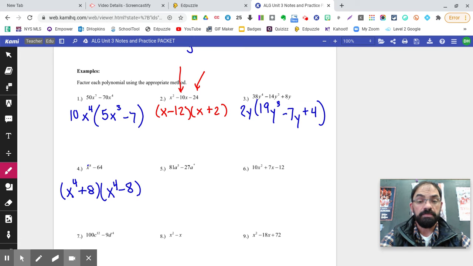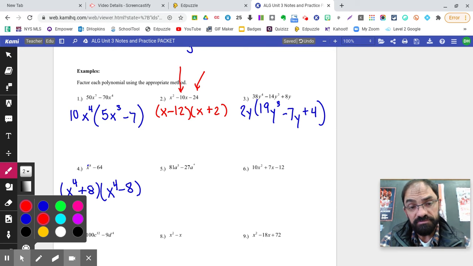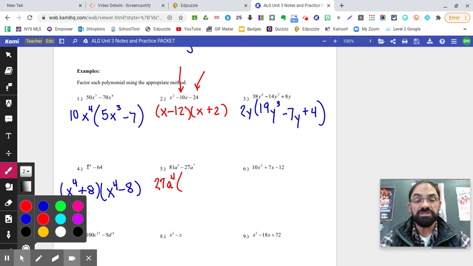Let's try one more. Number 5, 81 and 27. Those are both factors. 27 goes into 81 3 times, so the GCF in this one would be 27. A to the 5th and A to the 4th, they both have 4, so that's the GCF.